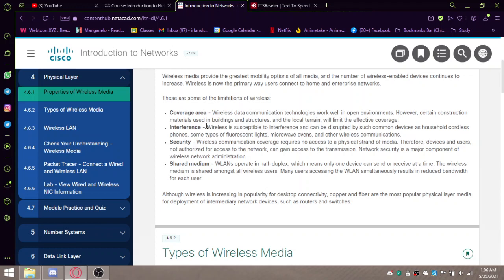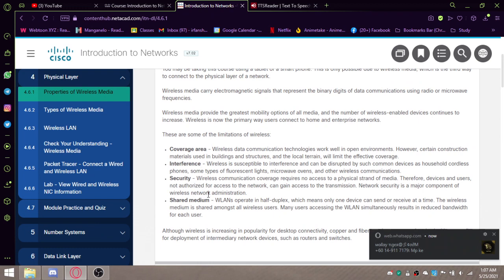For interference, okay, wireless is susceptible to interference and can be disrupted by such common devices as household cordless phones, some types of fluorescent lights, microwave ovens and other wireless connections. For security, okay, wireless connection coverage requires no access to a physical strand of media. Therefore, devices and users not authorized for access to the network can gain access to the transmission. Security is a major component of wireless network administration.